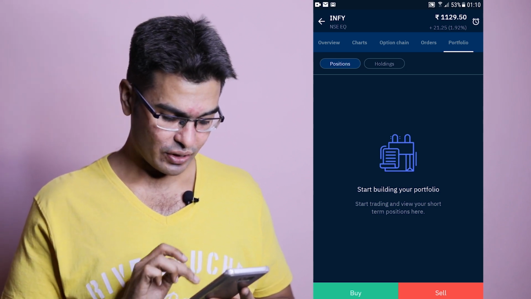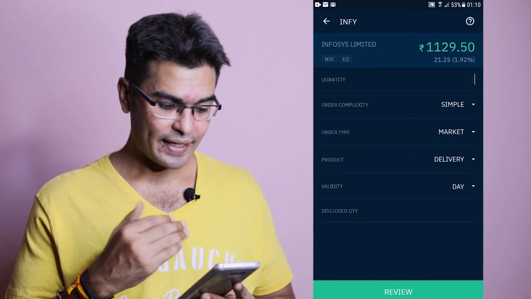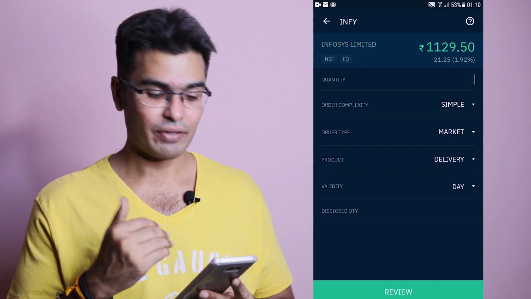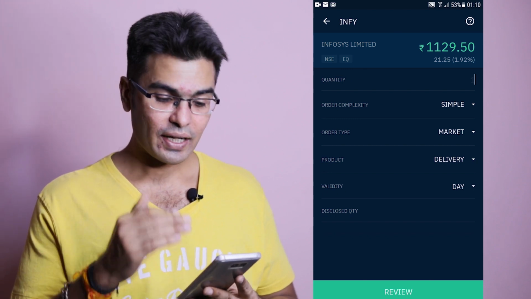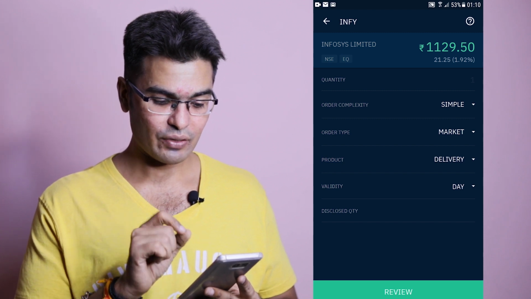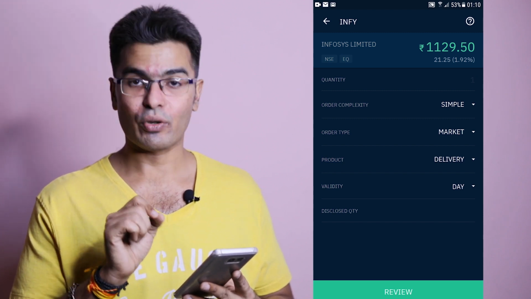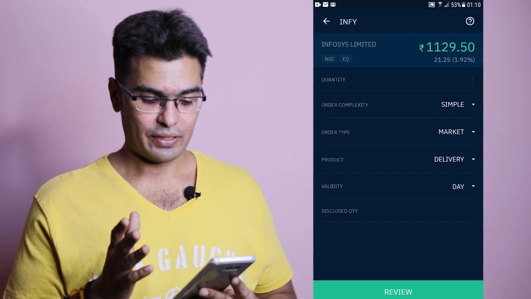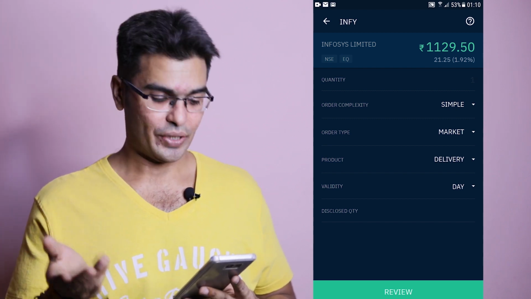If I click on this buy option, I can see that another window opens up where there are different options available, starting from the current price at which it is trading. Right now in this case, Infosys was trading at 1129.50. This is known as the last traded price, or the last price at which it got traded.